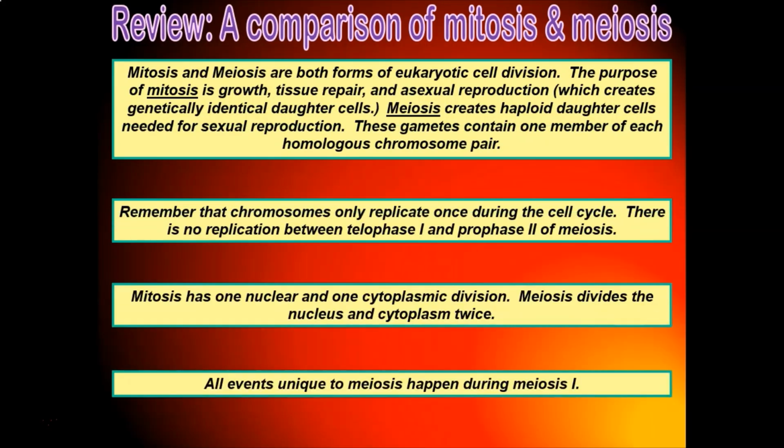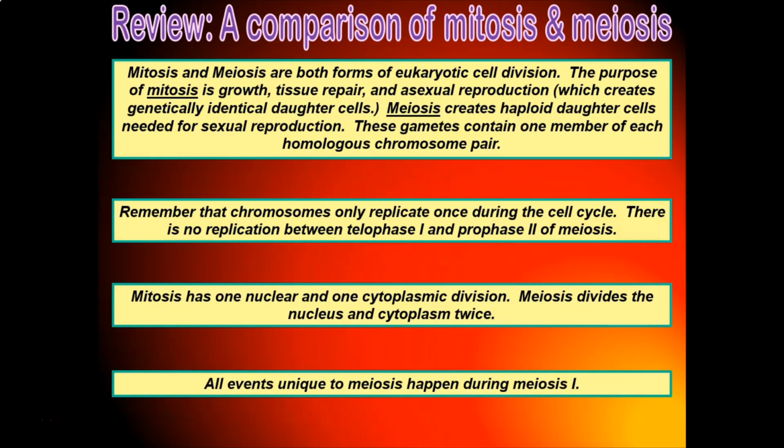There are some similarities and some differences between mitosis and meiosis, right? They're both forms of eukaryotic cell division. But the purpose of mitosis, or division of the nucleus, and then eventually the cell via cytokinesis, is growth, tissue repair, and asexual reproduction, but you're going to make two genetically identical daughter cells. That's important. These are those somatic cells. Whereas meiosis is where you create four dissimilar haploid gametes. Gametes are our sex cells.